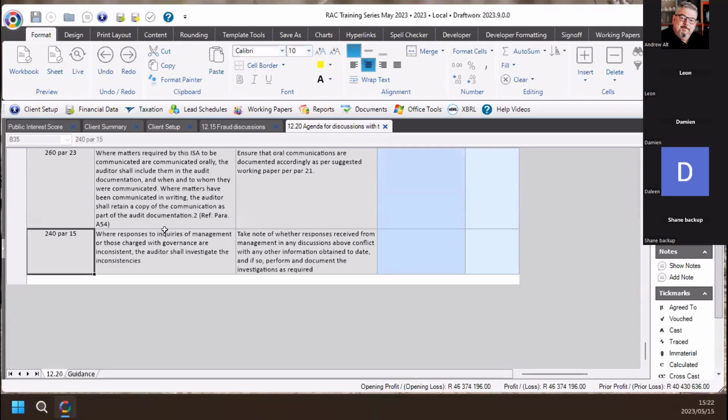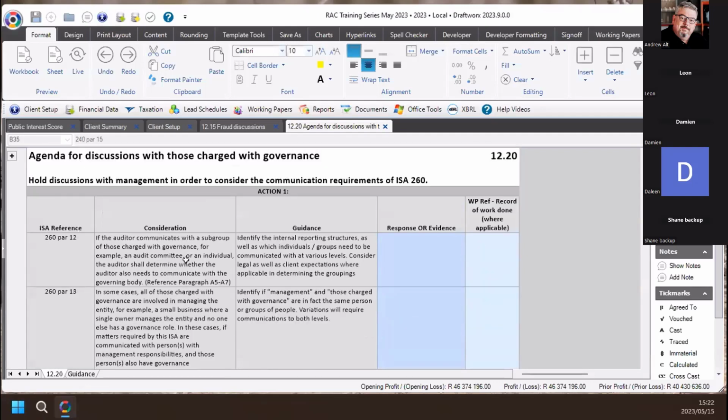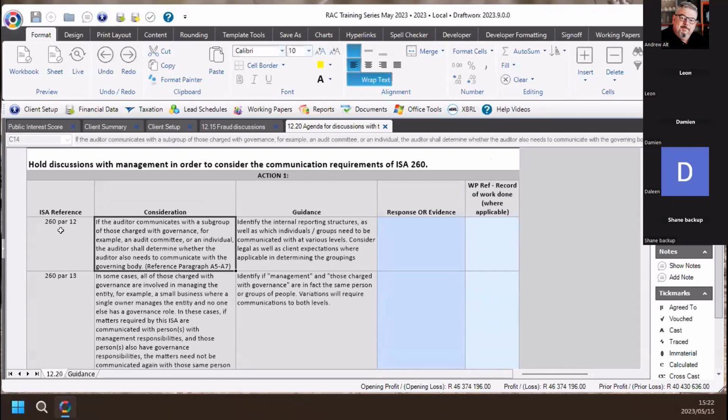There's also one that pulls from ISA 315 paragraph 15. And so what you'll see is the consideration of each paragraph, which says, if the auditor communicates with a subgroup of those charged with governance, for example, an audit committee or individual, the auditor shall determine whether the auditor also needs to communicate with the governing body. All right, what are we trying to get at here?